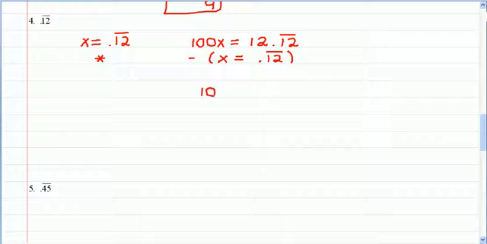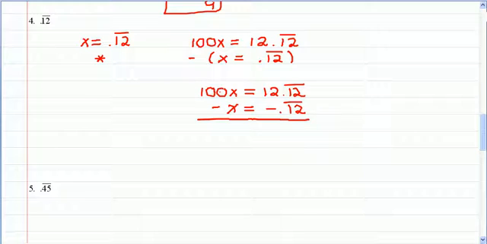And I rewrite the two equations as 100x equals 12.12 repeating, and our goal is to cancel the part that's repeating. So this negative multiplies by x, and I have negative x equals negative 0.12 repeating. 100x minus 1x is 99x. And then 12.12 repeating and the minus 0.12 repeating cancel, and I'm just left with 12.